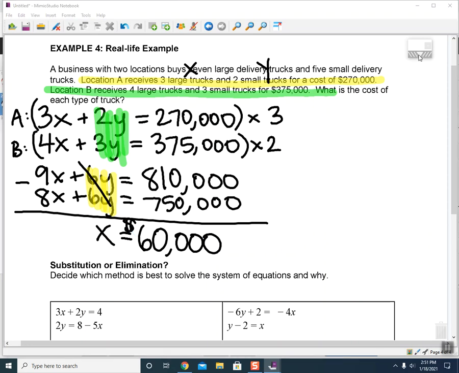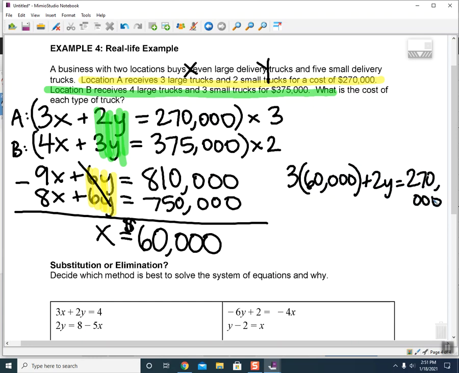Now if I want to figure out my Y values, I'm just going to take 60,000 and plug it in. So I'm going to plug it into the first equation. So I would take 3 times 60,000 plus 2Y should equal 270,000. I'm running out of space, so it's just going to look like that. So then 3 times 60 is 180. So I have 180,000 plus 2Y should equal 270,000.